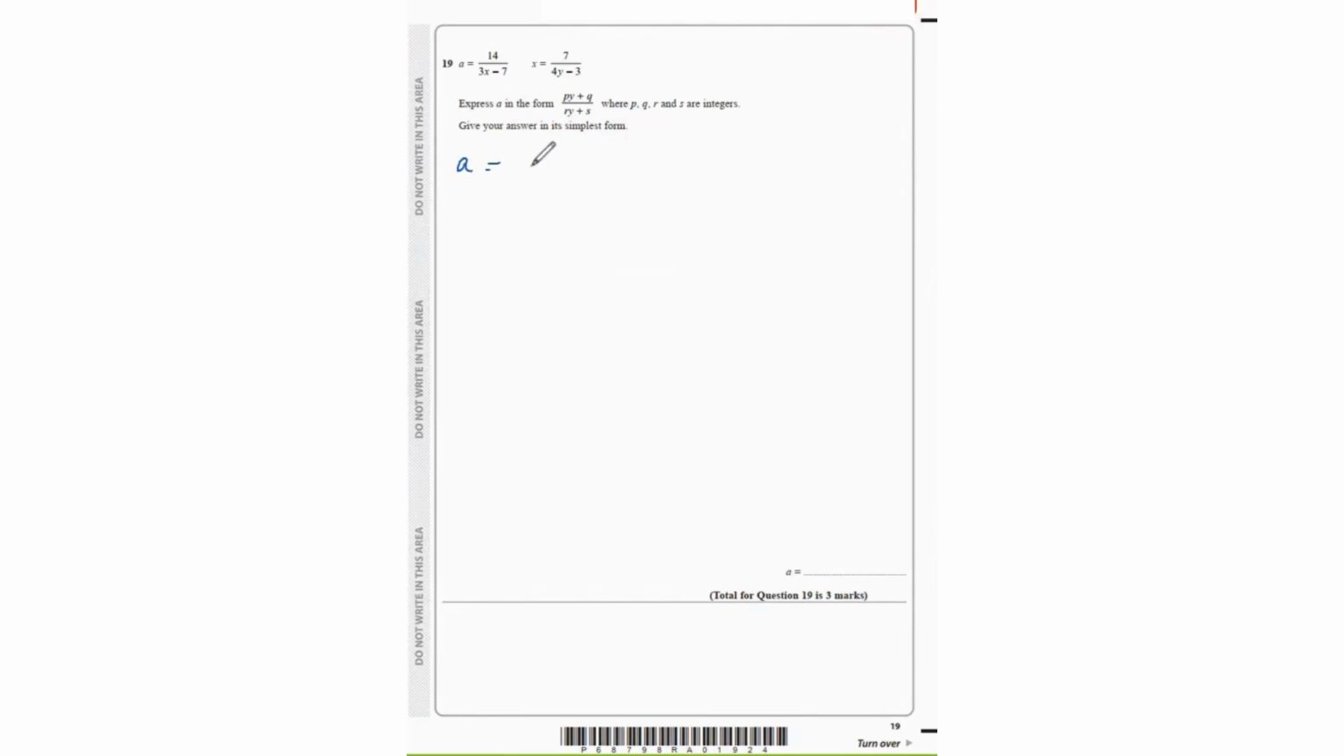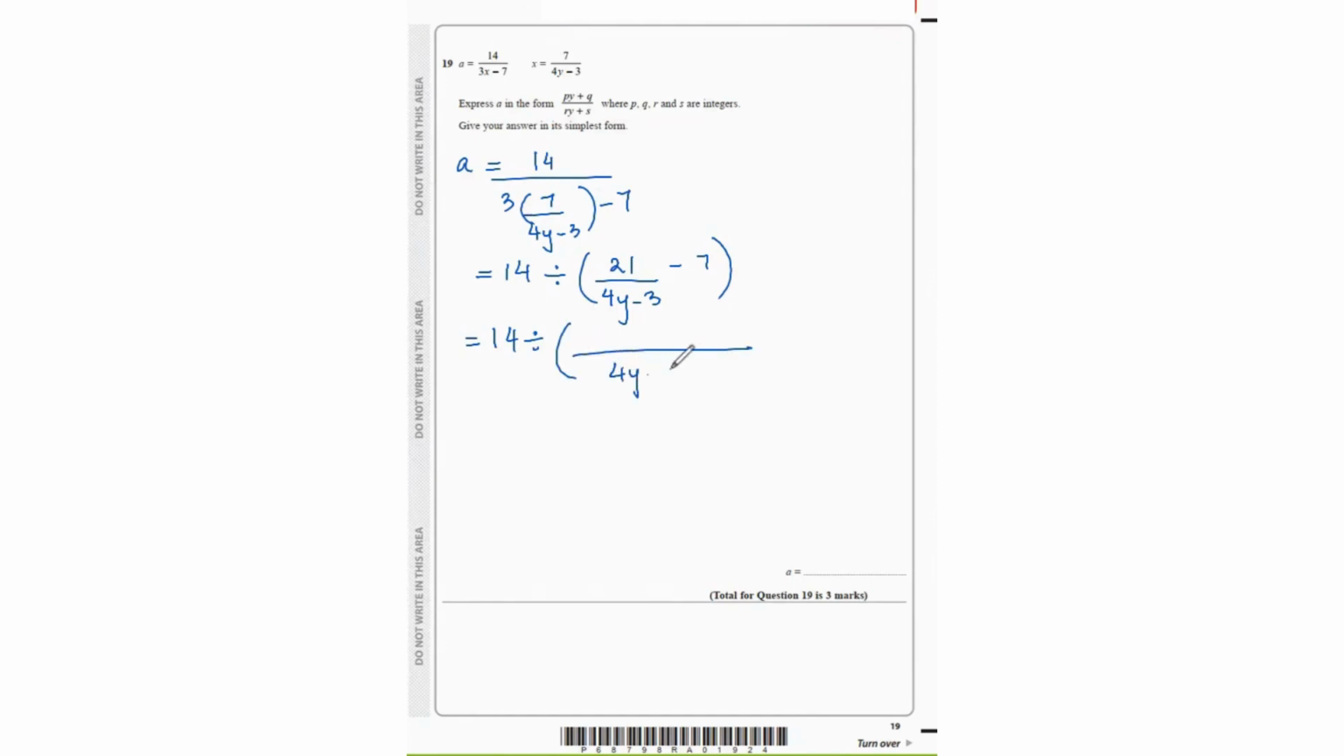So A equals 14 over 3 times 7 over 4y minus 3 minus 7. So let's rewrite that as 14 divided by 21 over 4y minus 3. I multiply the 3 and 7. So 14 divided by 4y minus 3, 21 minus 7 times 4y minus 3.